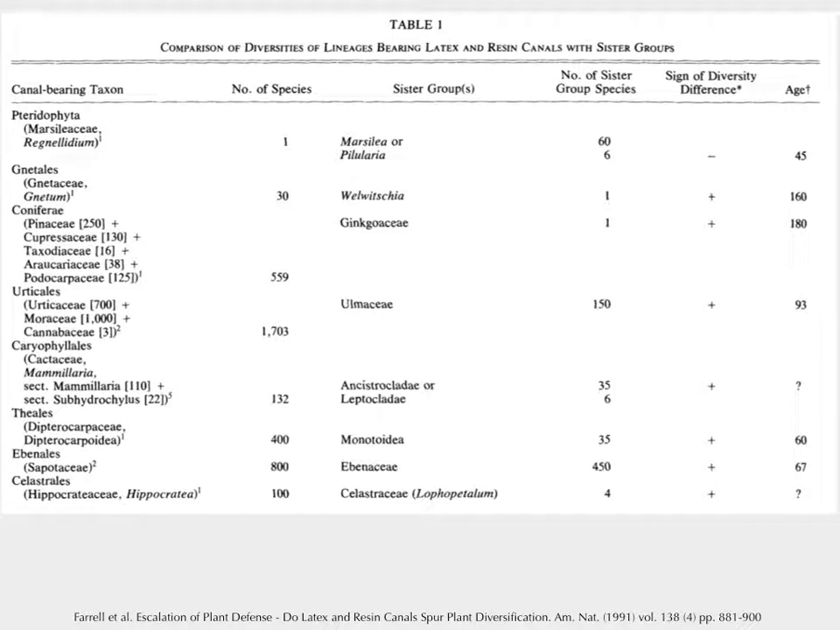So the question was, does this trait lead to higher diversification rates? They're not asking about speciation rates or extinction rates, just the net difference. And here's the study they've done. This one has canals, or latex canals, like conifers do, and they compare it to their sister groups. This one has one species, this sister group has 60 or 6, depending on what the phylogeny is, either this one or this one's sister. Either way, this group has more. So their hypothesis is that latex canals cause increased diversification rate. Is it supporting that or not supporting that?